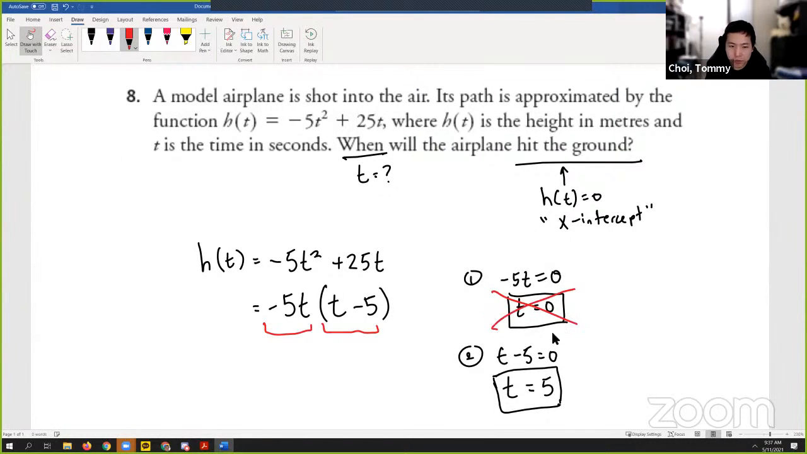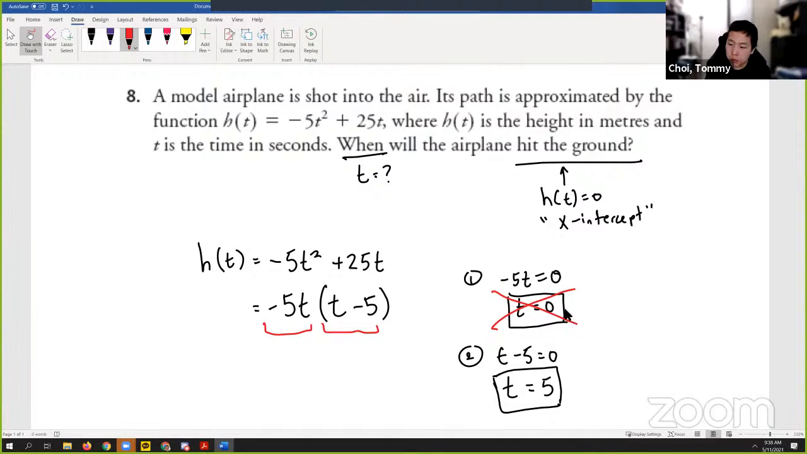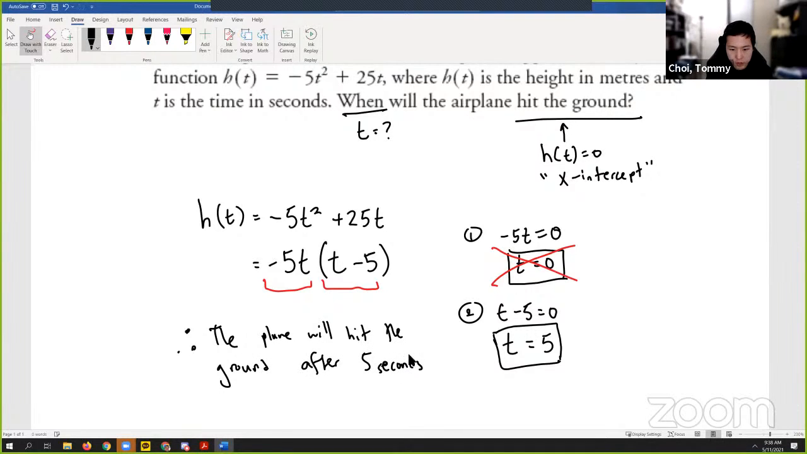It's not 0, right? Time equals 0 is when it's thrown. This is when it starts, right? So it can't be t equals 0 because that's when it's being thrown. It has to be t equals 5. So once we identify what the correct answer would be fitting the context of the word problem, we can write our therefore statement. The plane will hit the ground after 5 seconds. Okay.